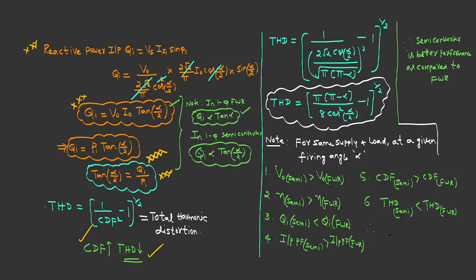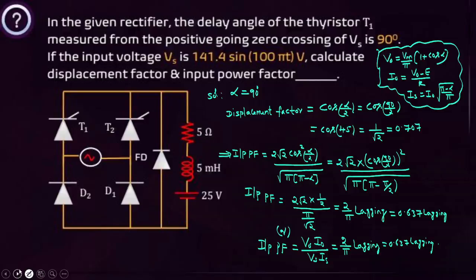Then the output voltage of the semi converter is greater than the full wave rectifier. Efficiency of the semi converter is greater than the full wave rectifier. Reactive power of the semi converter is less; it draws less reactive power as compared to the full wave rectifier. Input power factor of the semi converter is greater. Current distortion factor is also more in the semi converter. Total harmonic distortion is less in the semi converter. So the semi converter performs better as compared to the full wave rectifier.